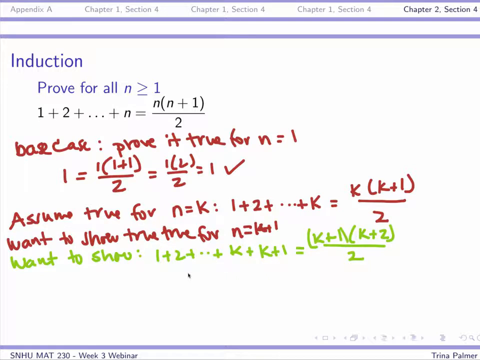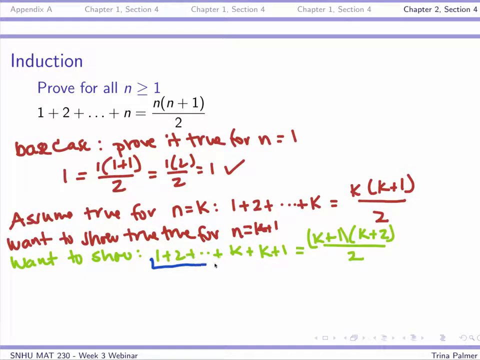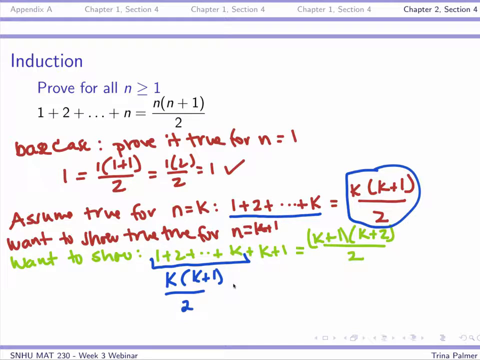To do this, when you're trying to show an equality, you want to work with just one side. I'm going to take just the left side, and I'm going to replace the 1 up through k with my assumption. I'm assuming that 1 plus all the way up to k is equal to this, so I'm just going to replace it. I have k times k plus 1 over 2, and I'm going to add that. I have this k plus 1 still. I want to work with this and show that I get this other side.